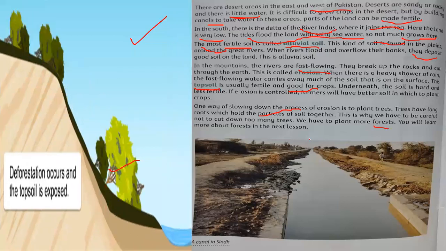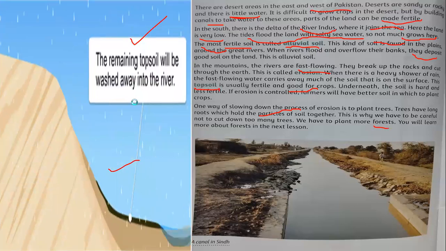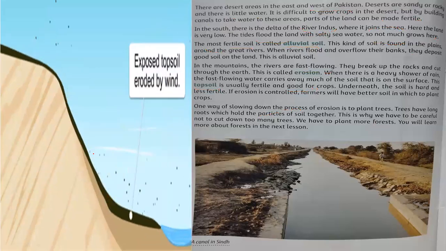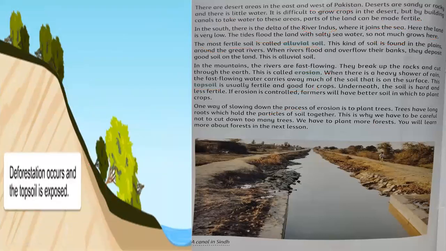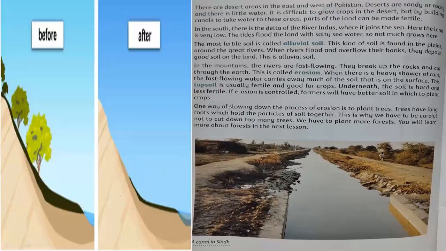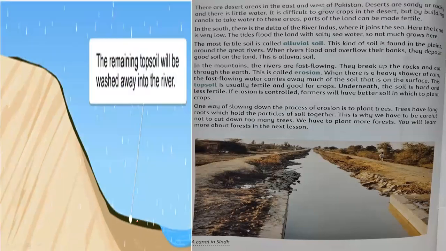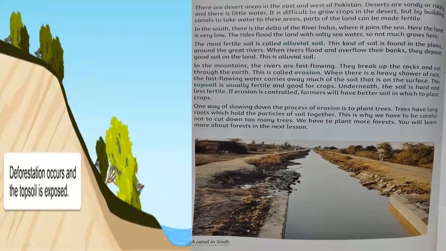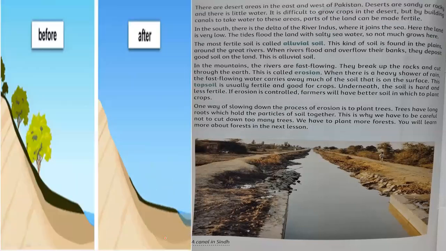Look at this one, boys. Students, this is exposed topsoil. The remaining topsoil will be wasted. This is before and this is after. When the trees are cut down and there is no fertile soil remaining there, we cannot grow any sort of plants over here. It is because of flood and continuous rainfall.